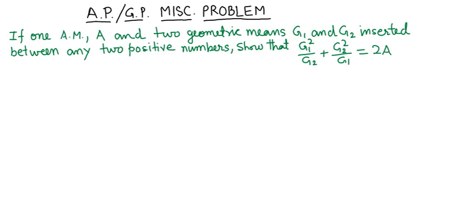Now, in such type of problem, we will see the given part. Given part is one AM: one arithmetic mean, that is A, and two geometric means G1 and G2 between any two positive numbers. So, suppose these two positive numbers are a and b.